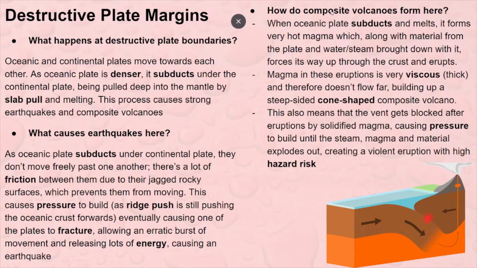How do we get composite volcanoes? Well, when the plate is subducting, it melts, and this creates some very hot magma, along with potentially some steam from the ocean and some of the material. This is all very hot under a lot of pressure, and it forces its way up through the crust and erupts at the surface. The magma is very viscous because it contains a lot of plate material, so it doesn't move far, creating these steep-sided, cone-shaped volcanoes that we call composite volcanoes.